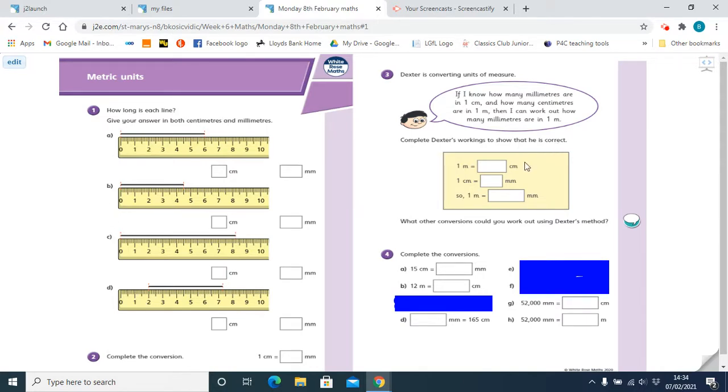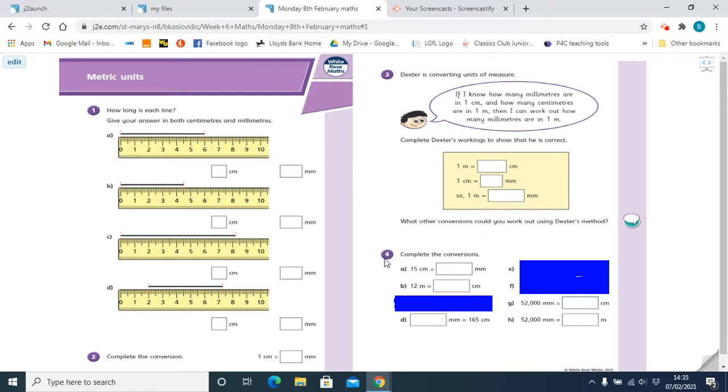In question number 3, you need to know that 1 meter equals 100 centimeters and that 1 centimeter equals 10 millimeters. If you know that, then try to figure out how many millimeters there are in 1 meter. Equally, you can take a meter if you have that at home and count in tens in order to find out how many millimeters you've got in 1 meter.